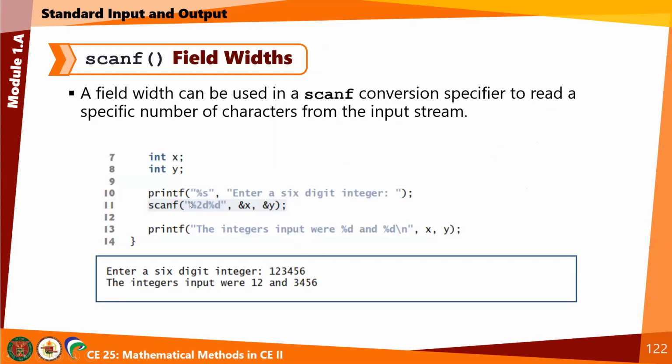Of course, here, for example, field widths. So, if you want the user to input only 2 decimal places, then you specify 2. Okay? So, the integers input were 12 and 3, 4, 5, 6. Ayan. So, straightforward naman, 2 lang yung kinuha niya.